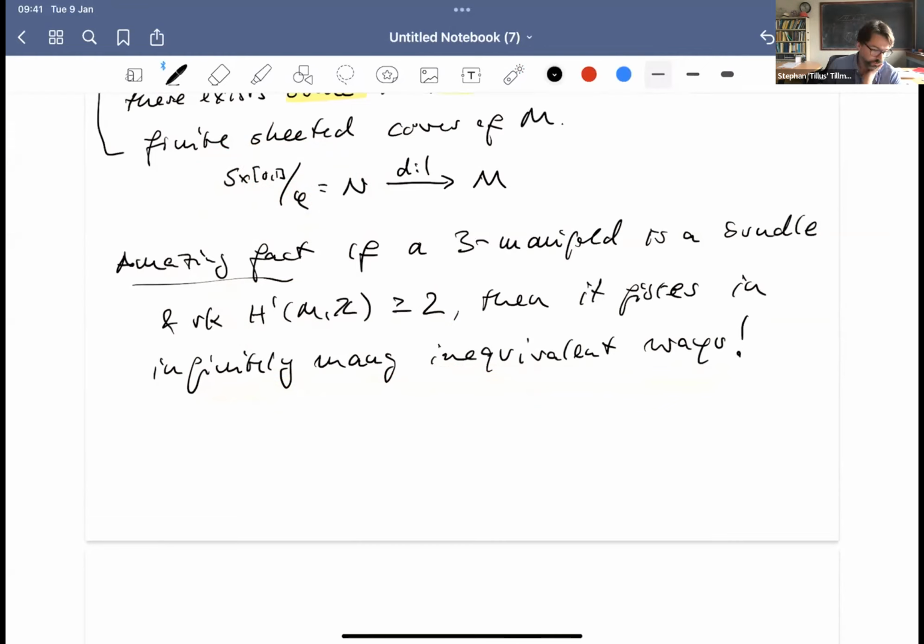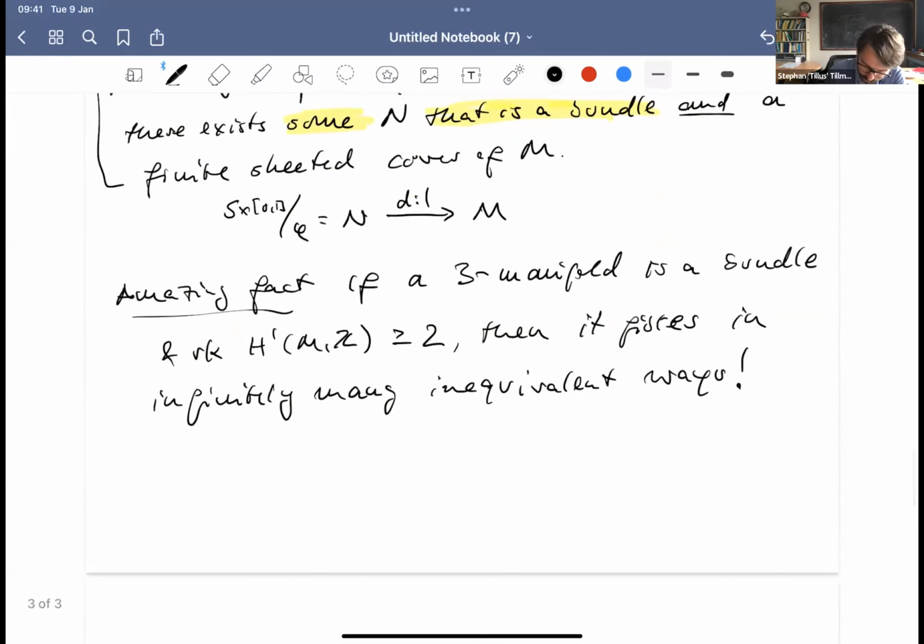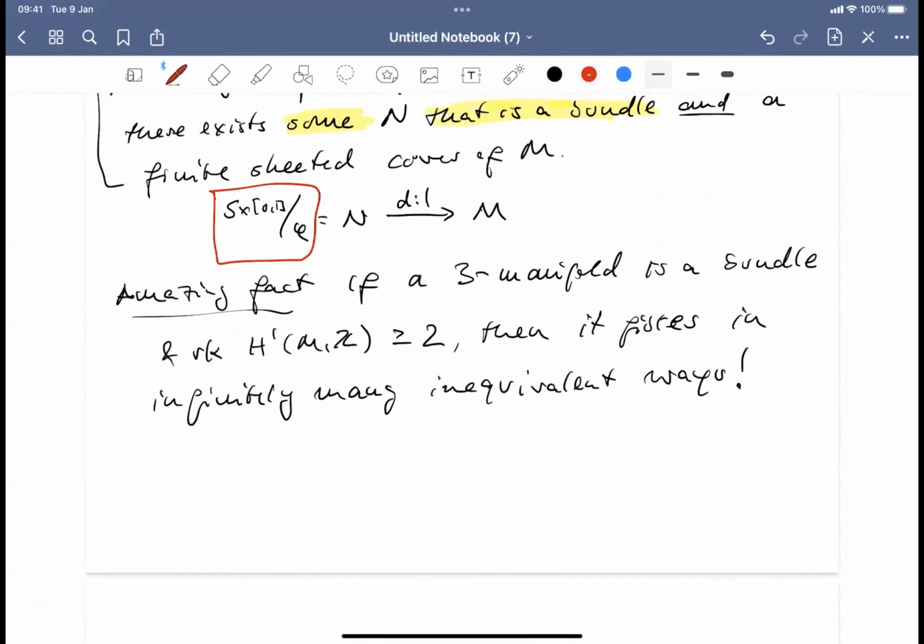So whenever you refer to a bundle, you mean it's a surface bundle over a circle, right? So it's a mapping torus over a circle. Yeah, this is the bundle.